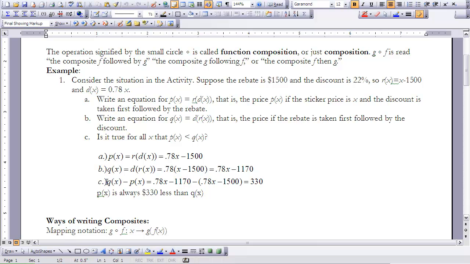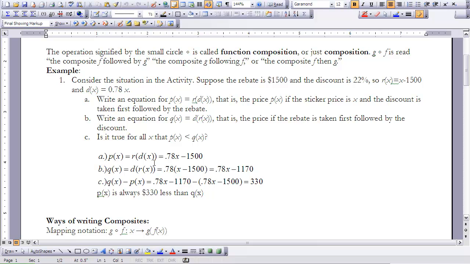So if we find out what the difference between those two is, if I take q of x, subtract p of x, we notice that 0.78x minus 1170, minus 0.78x minus 1500 gives me a difference of $330. So p of x is always $330 less than q of x.